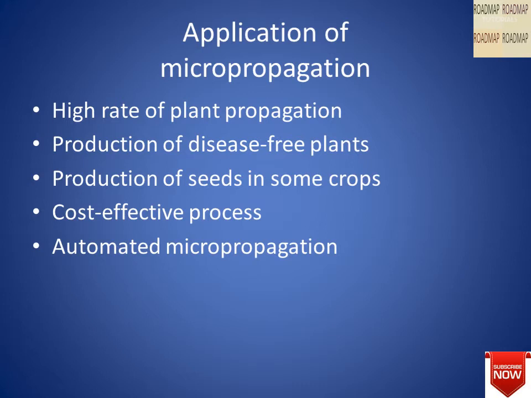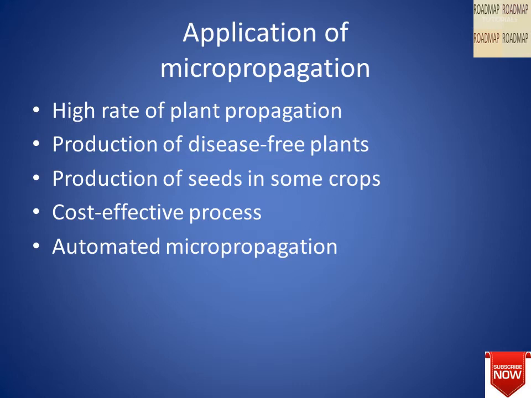The second one is the production of disease-free plants. Now it is possible to produce disease-free plants through micropropagation. For this, meristem tip cultures are generally employed to develop pathogen-free plants. And micropropagation is successfully used for the production of virus-free plants of sweet potato, yam, and cassava. So this is the second application, the production of disease-free plants.